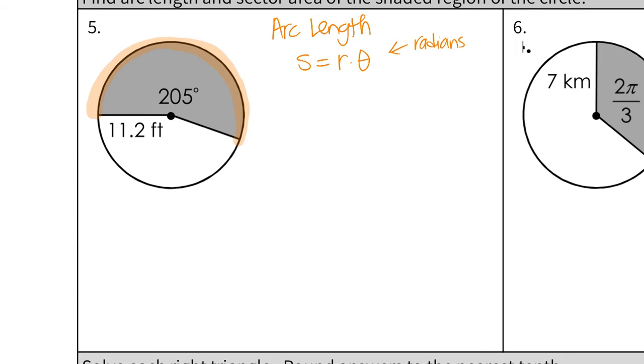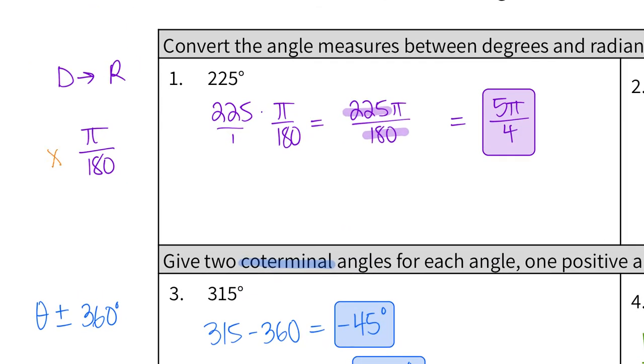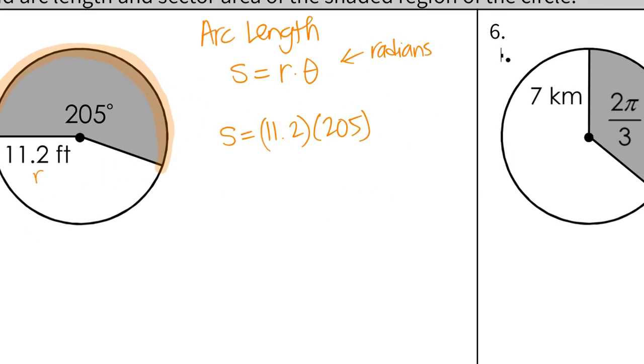Okay, so arc length S is radius. Our radius is 11.2 times our angle. Our angle is 205, but I need that to be in radians. If you remember from above, when I have degrees and I want to change it to radians, I need to multiply by pi over 180. So I'm just going to build that into my equation here. So multiply by pi over 180. This is not going to be an exact number. This is more of an approximation. So you can just type it all into the calculator all at once. And when we do that, I get 40.1, and they are measuring in feet.